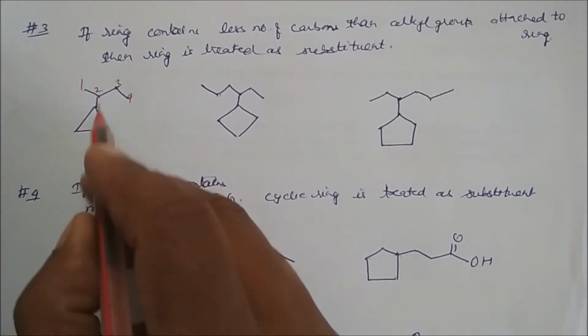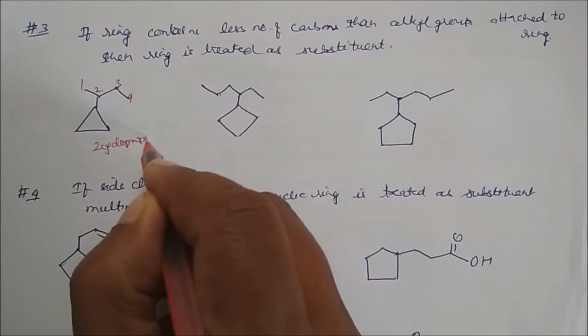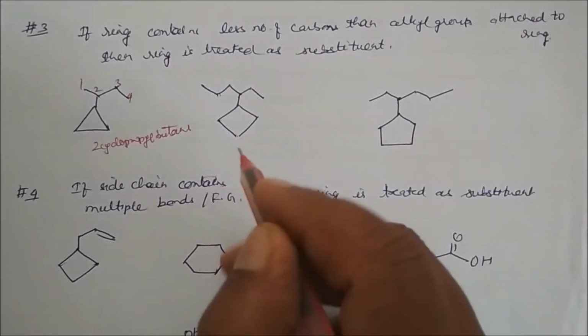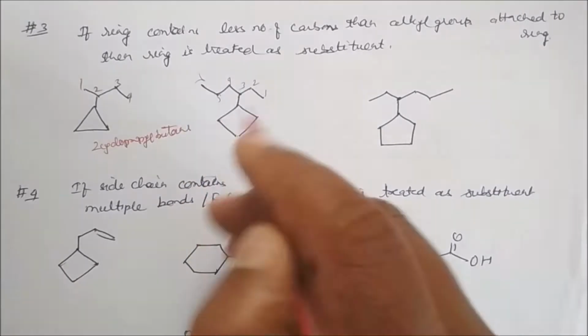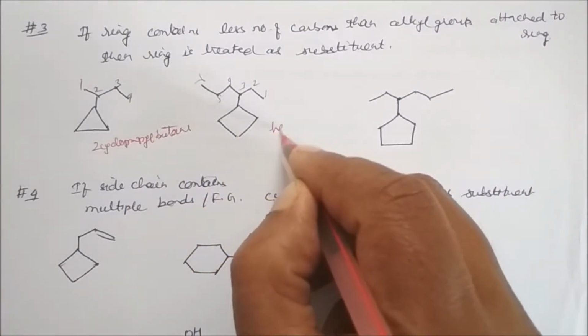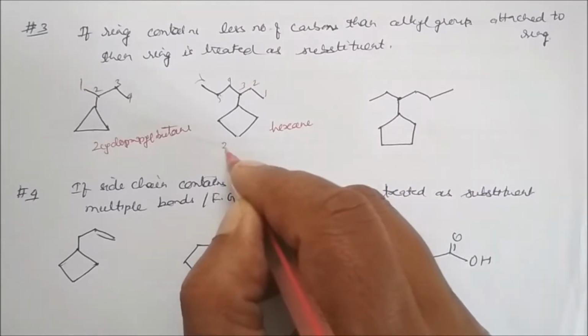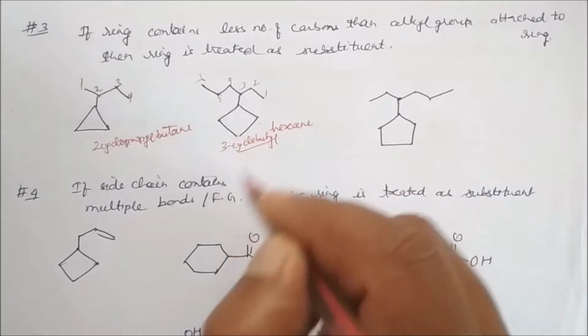So we can write here 2-cyclopropyl. And this longest chain is butane, right? And here we have 1, 2, 3, 4, 5, 6. So 6 is definitely hexane. So this will be hexane, the longest carbon chain, and the third carbon has cyclobutyl. So we can say 3-cyclobutyl. I hope you have understood this one.